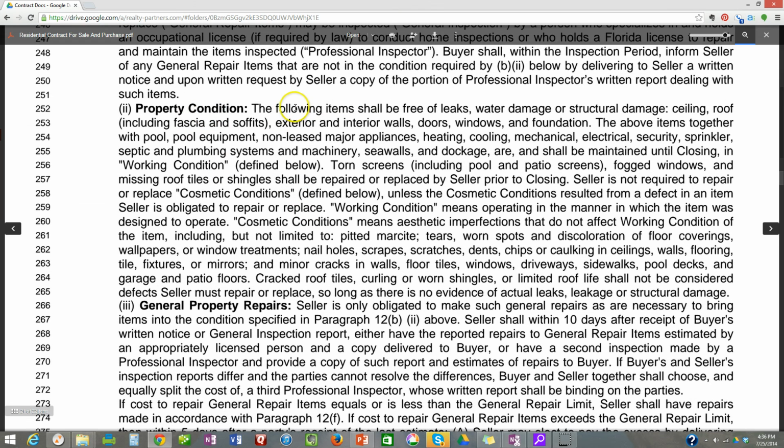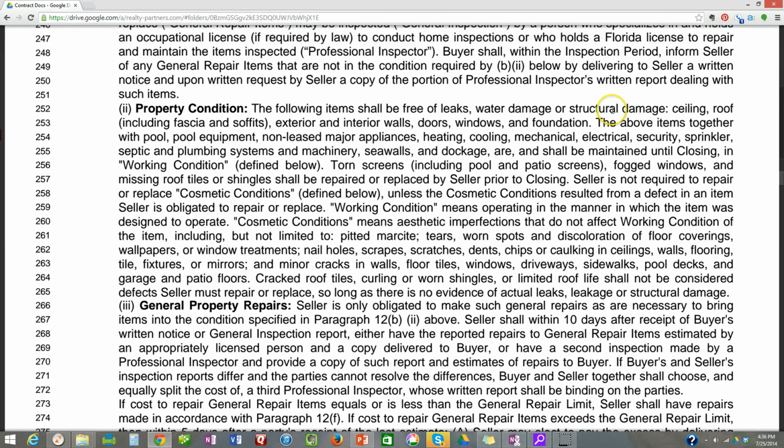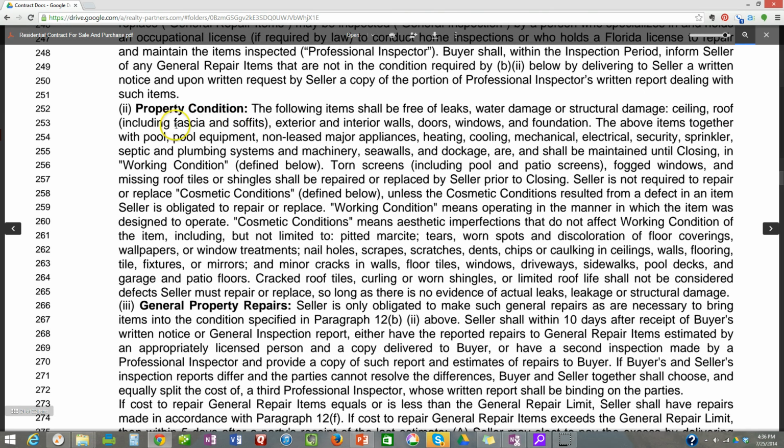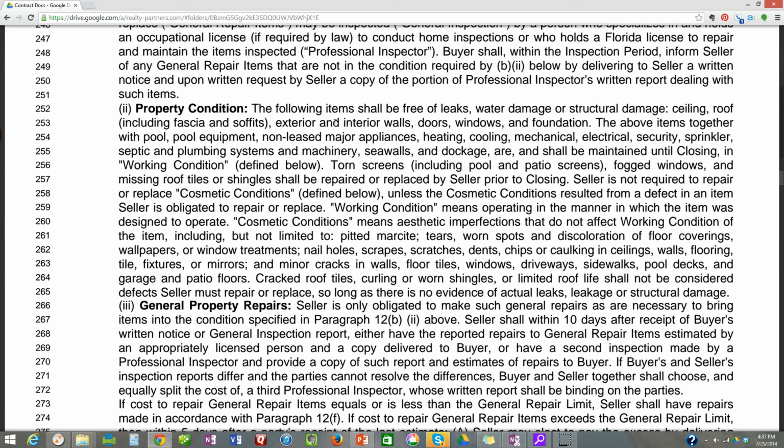Property condition. The following items shall be free of leaks, water damage, or structural damage: the ceiling, roof, exterior, interior walls, windows, foundation. And this has been tightened up. I remember when I first got into real estate 12 years ago, for instance, the roof didn't reference damage, it just referenced watertight. So literally, if somebody nailed a tarp onto a leaking roof and it was now watertight, then that satisfied the requirement.